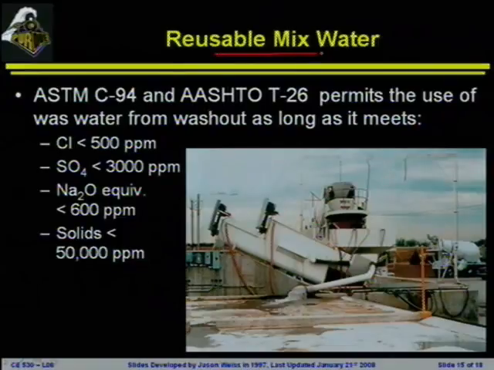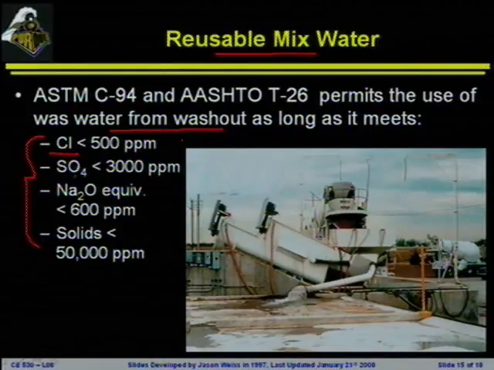One of the big issues is if you're washing something down, it's not only going to have whatever's in the water that was there originally, it's going to have whatever was coming off of the cement, whatever admixtures might be there. So typically you can use the water from the washout as long as it meets these criteria. And typically they're really worried here about your chlorides, your SO4, and your solids. Those are the things that they're mainly interested in.